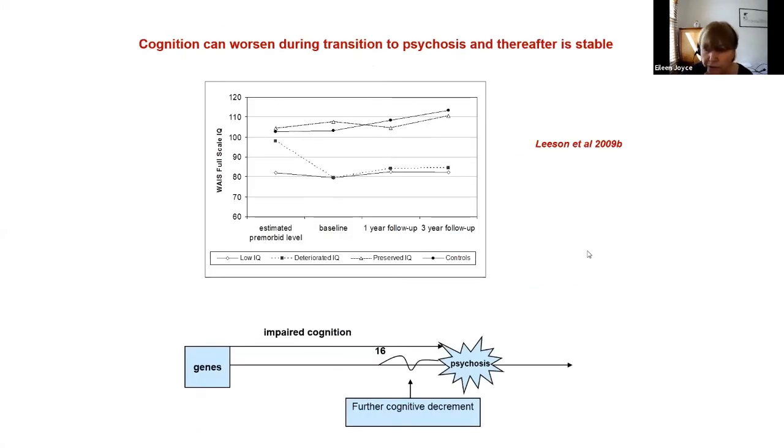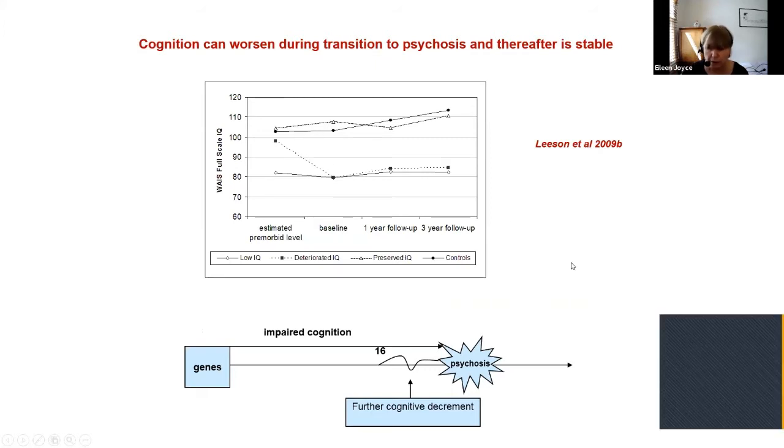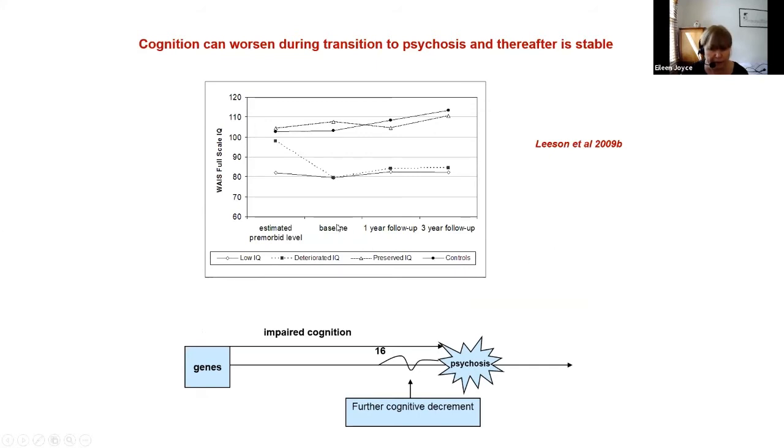In the study that we were involved in with Isabel, we've also found something about this decrement in cognition before the onset of psychosis. And this is our patients, which we divided up to look at their IQ at baseline, 1 year follow-up, 3 years follow-up, compared to their estimated premorbid level.